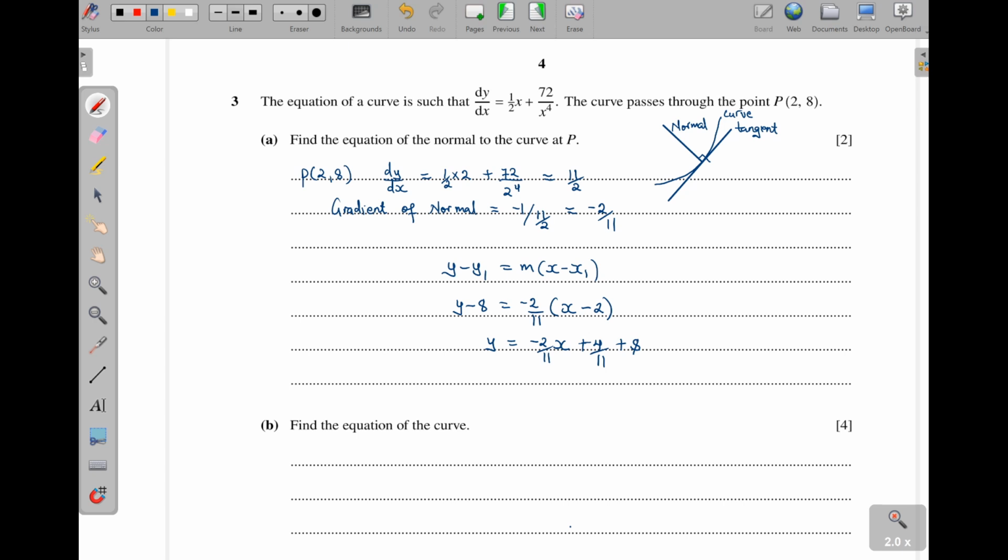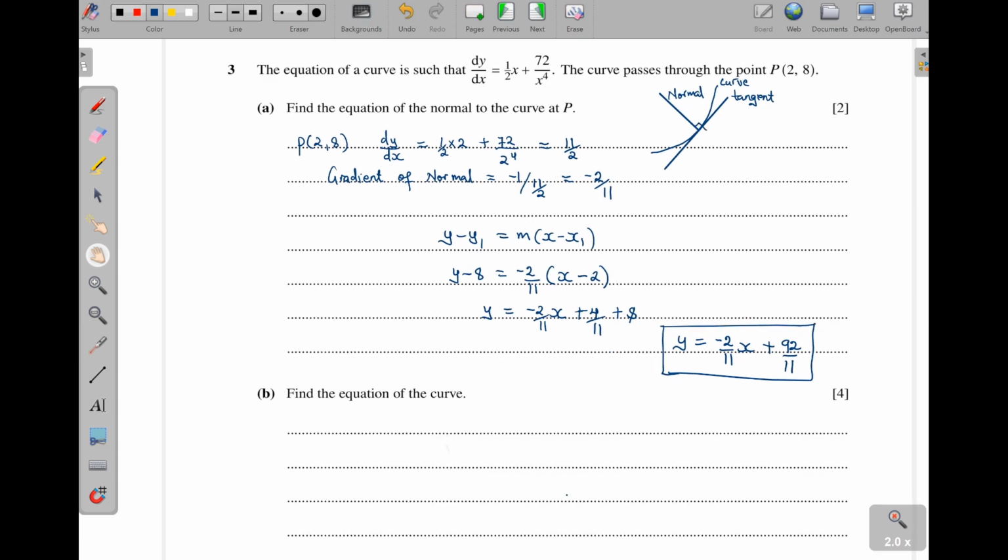And then that means that the equation of the normal here is going to be, first of all, this is 8 times 11. What do we get? That is 88. 88 plus 4, that will be 92. So meaning y is going to be equal to -2 over 11 of x, then plus 92 out of 11. That is that.